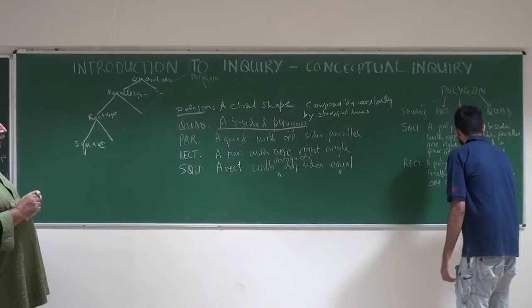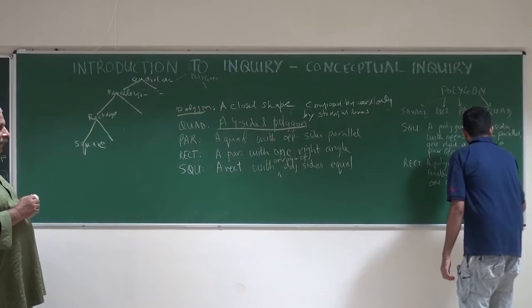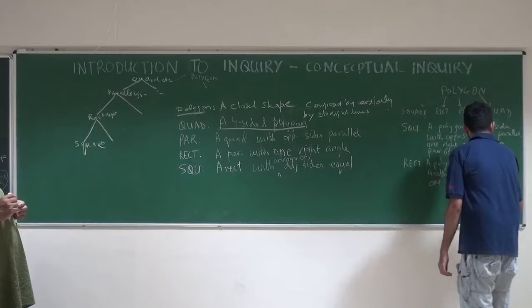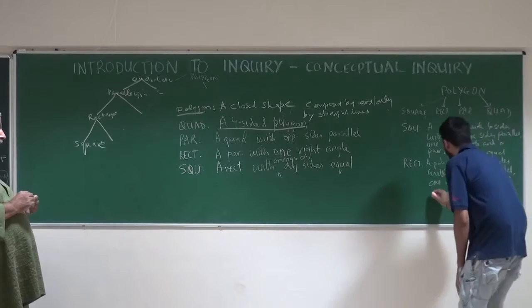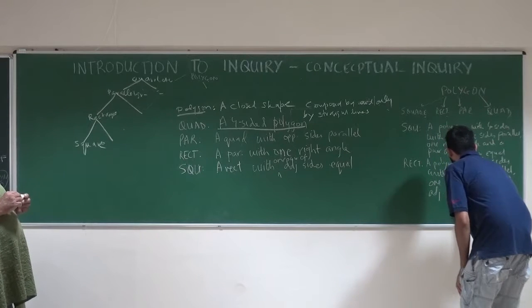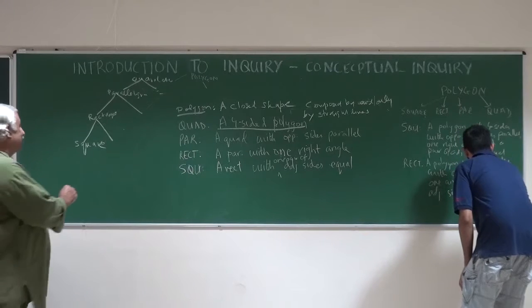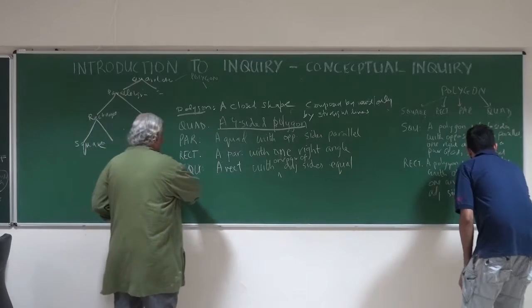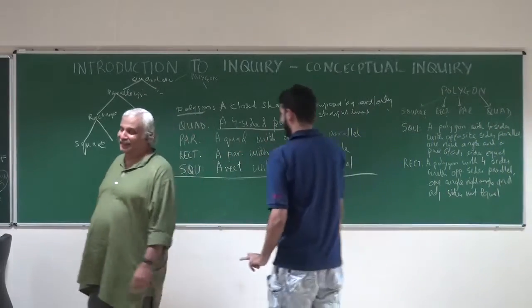Opposite sides parallel. Adjacent sides not equal. One right angle. It's very tiring. You don't have space to write. You can write here. Do you really want to write them all now? Yeah, we need to do both.